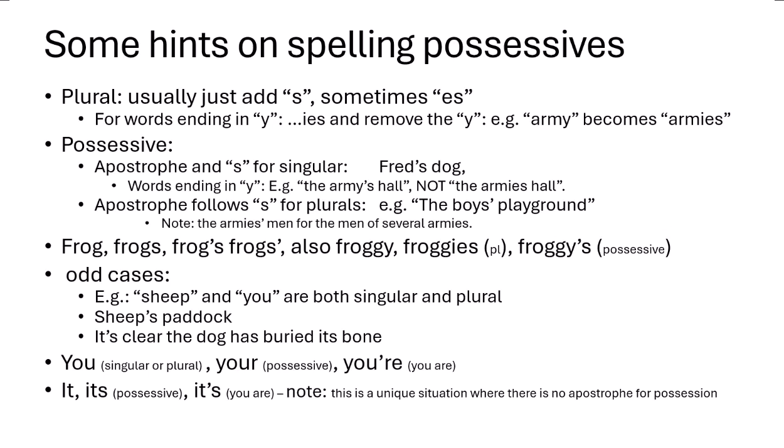There are a few odd cases. One that stands out is sheep. Like the word you, it's both singular and plural. You can talk about a sheep's paddock, in which case you use the apostrophe S. You don't use S apostrophe if it was a mob of sheep having their paddock, because sheep already is singular or plural.